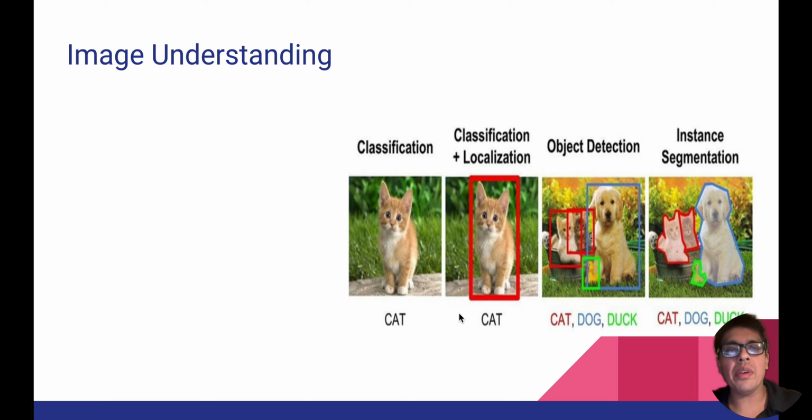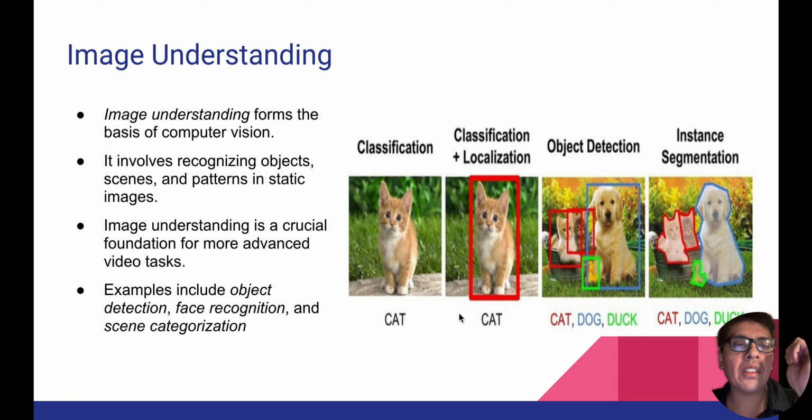So let's start with, before we get to video understanding, we have to recall what image understanding is, right? Image understanding forms the basis of computer vision. All computer vision requires some sort of system, whether it be a model or some sort of heuristic system, to understand the content of images. It involves recognizing objects, scenes, and patterns in static images.